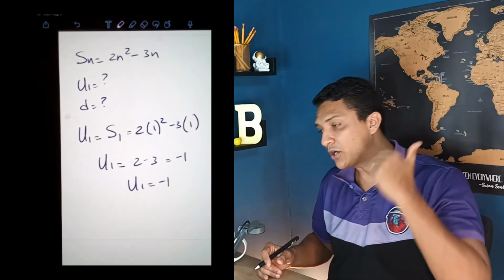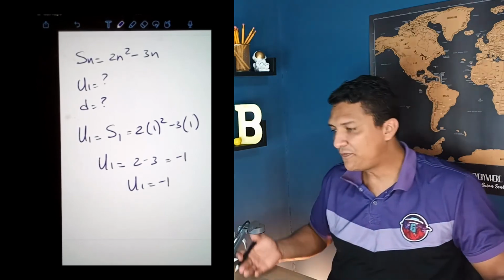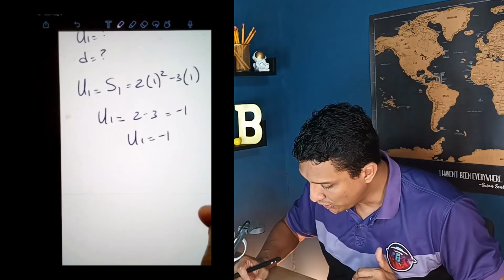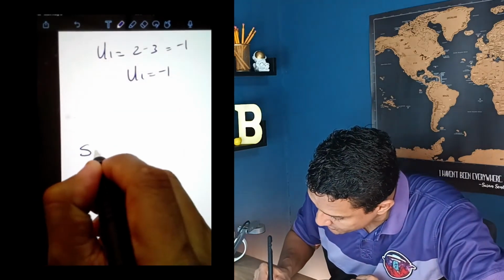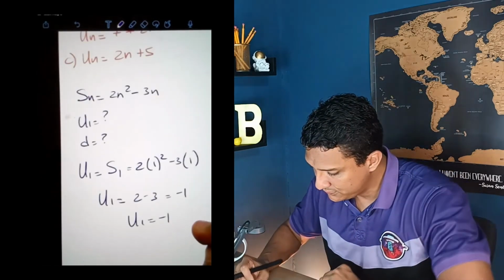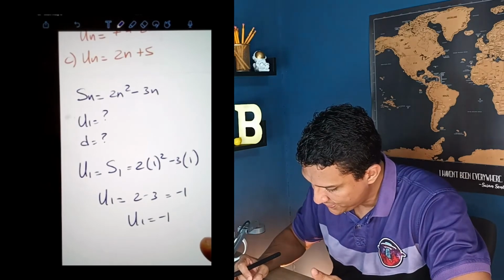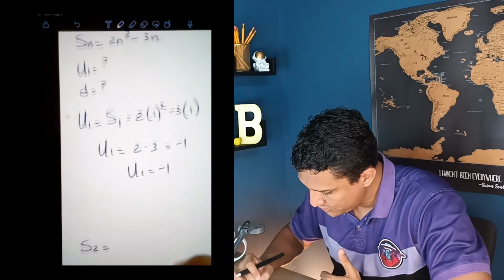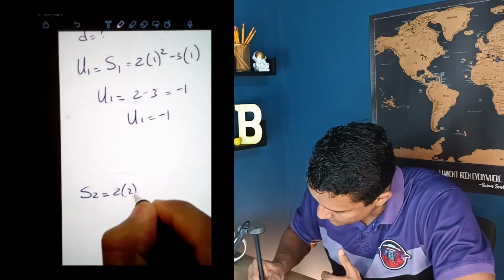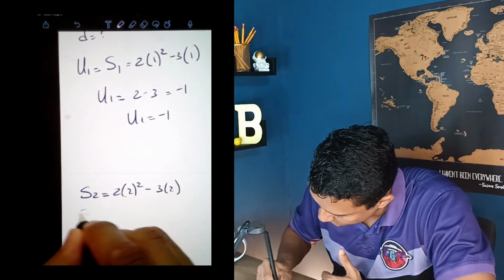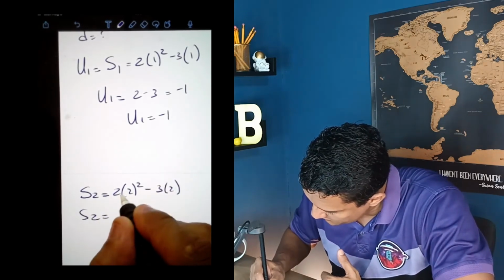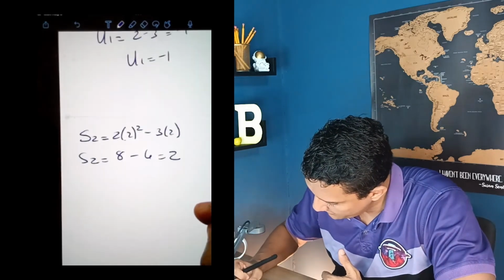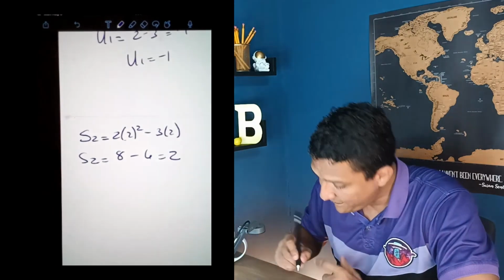Now I need to find the common difference. How? Well, finding the second term, because the common difference is the subtraction of two consecutive terms. Okay, so I need to find S2. I'm going to find it by replacing n by 2 in this formula. So it's 2 times 2 to the second power minus 3 times 2. Okay, this is 4, 8, and this is 6. So 8 minus 6 is 2. So notice that I already found S2.